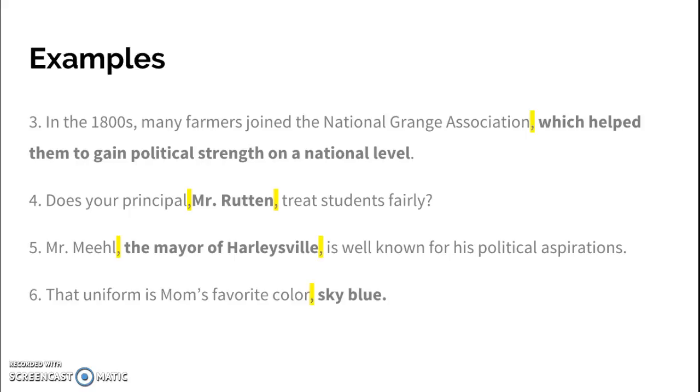In this case, our non-restrictive element is at the end of the sentence, sky blue. It is telling us about Mom's favorite color. So according to our rules, the commas introduce that element, so the comma needs to go after color.